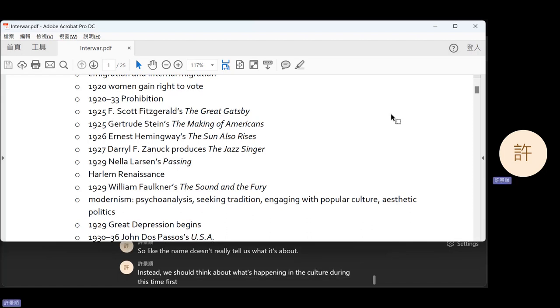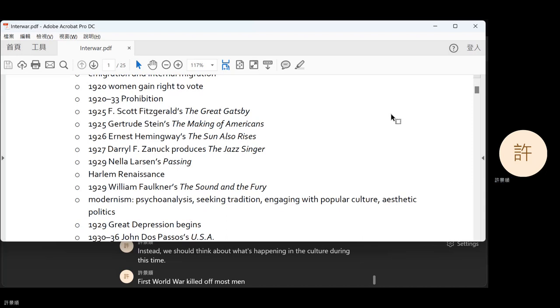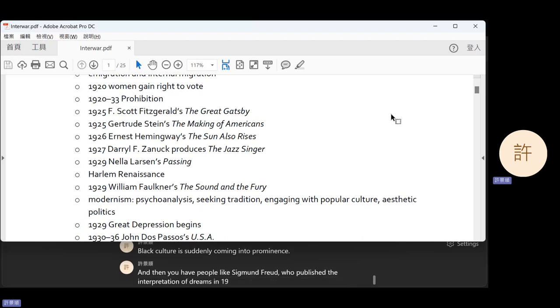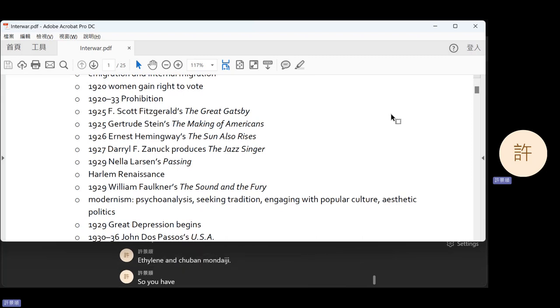First World War killed off most men. American culture wants to have nothing to do with Europe. They're scared to death of communists. Black culture is suddenly coming into prominence. And then you have people like Sigmund Freud, who published the Interpretation of Dreams in 1900. So you have things like psychoanalysis, 精神分析, telling you that you are not a complete mind.